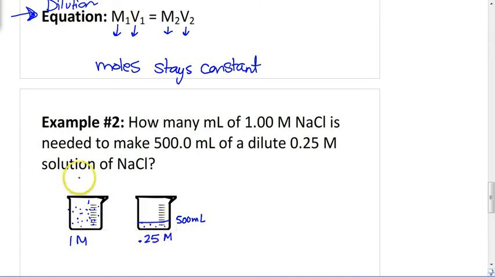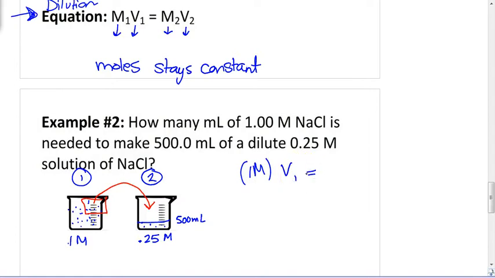So what we can do is call this our 1 and this our 2. And we'll plug into our equation what we know. We know the molarity initially was 1 molar, and we don't know what volume of it we're going to take, but what we're going to calculate is how much we're going to take out of here and put into here to make what we need. So we will do the calculation and find out. We'll solve for volume 1.